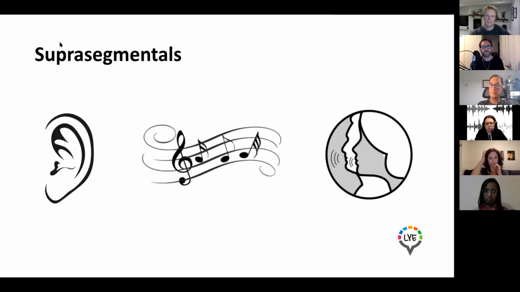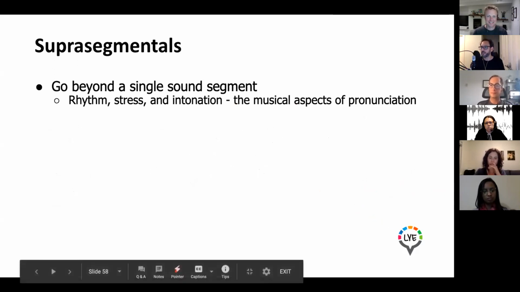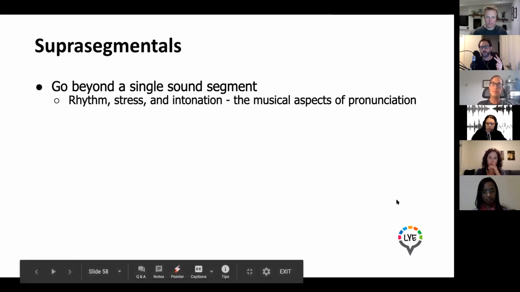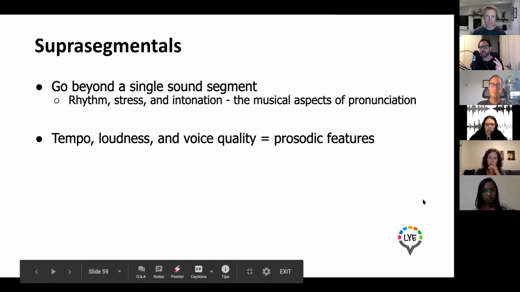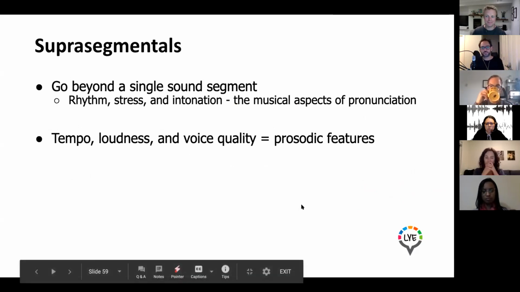So which brings us to the next point here. We're going to be talking a little bit about suprasegmentals now. So again, what are they? They basically go beyond the sound, the phoneme. So we're dealing with the musical aspects of pronunciation here. More specifically, rhythm, stress, and intonation. We're also looking at tempo. Some of the prosodic features here include tempo, your loudness, and, as you know, we do podcasts, the quality of your voice.